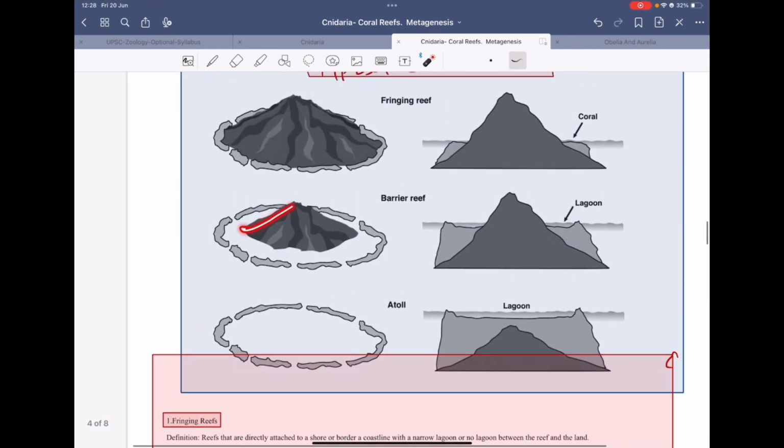If you see, there is an island, but at the same time you will see there is a distance between the coral reef formed over time and the main island.